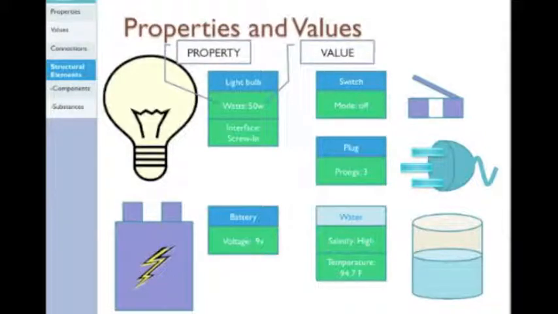Values in our models will be placed in the same box as the property to which it corresponds, separated by a colon. Each of these properties may take on a decimal value. For instance, temperature equals 94.7 degrees. An integer, for instance, might have a number of plug prongs equals 3, or what we call descriptive values. For instance, connection type equals screw in, or mode equals off.